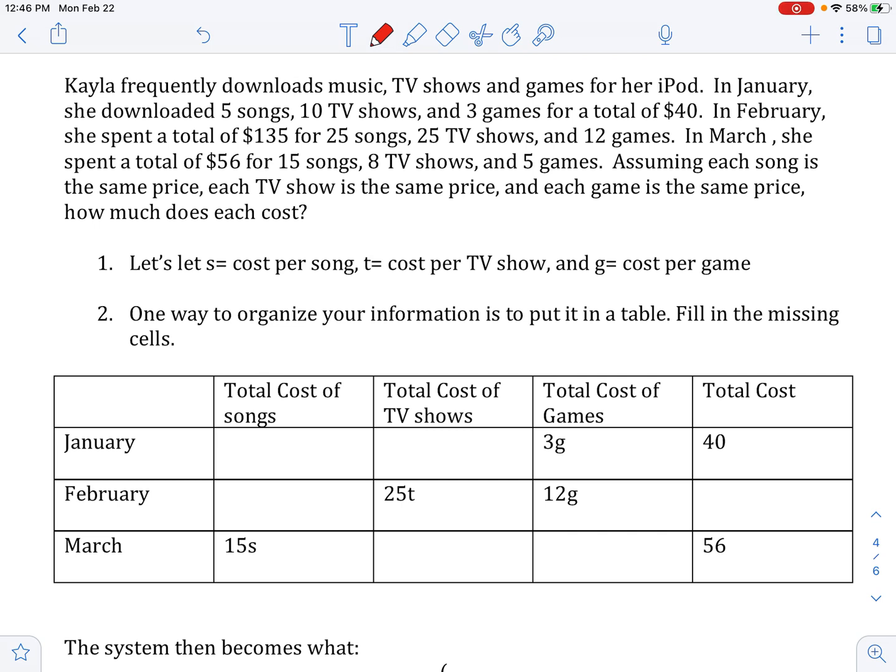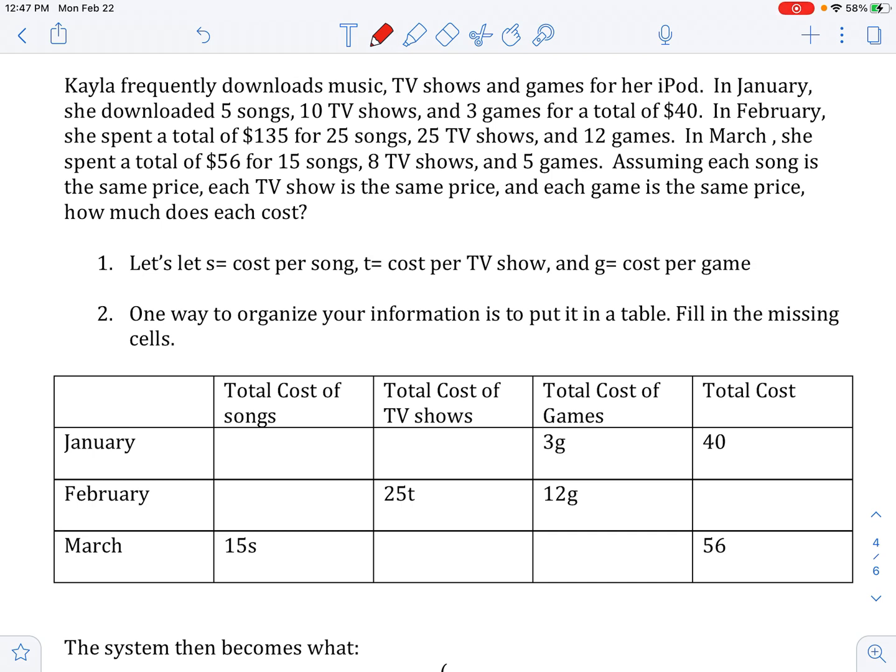In January, she downloaded 5 songs, 10 TV shows, and 3 games for a total of $40. In February, she spent a total of $135 for 25 songs, 25 TV shows, and 12 games. And in March, she spent a total of $56 for 15 songs, 8 TV shows, and 5 games. Assuming each song is the same price, each TV show is the same price, and each game is the same price, how much does each one of them cost?